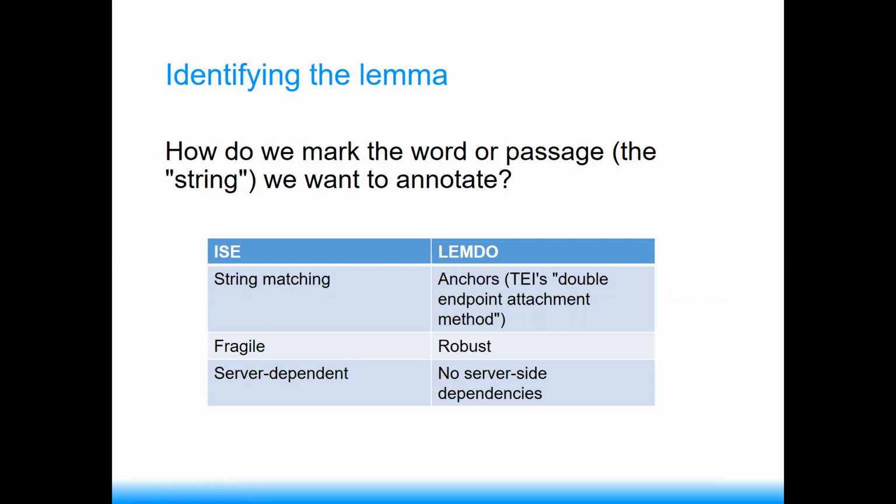LEMDO uses anchors. This is, if you know TEI well, the double endpoint attachment method. And it's laborious, but it is very robust, whereas the ISE string matching method was fragile. The ISE's method was server dependent, so you could never remove the edition from the server that was serving it up, whereas a TEI edition prepared on the LEMDO platform has no server-side dependencies, so you can download it to your device and run it without even an internet connection if necessary. All of which is to say that it's worth the effort it takes to add these anchors.